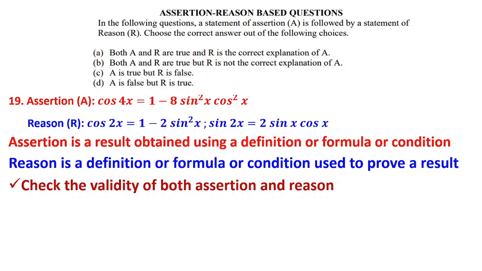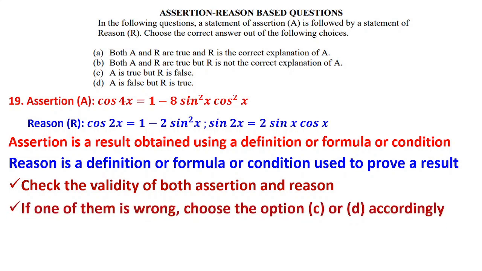Already I told you both cannot be false. Therefore if A is true and R is false, take option C. If the assertion is false but reason is true, take option D. The assertion will be wrong when your calculation is wrong or your conclusion is wrong. Assertion is a conclusion. Very simple. Therefore if one of them is wrong, choose option C or D.